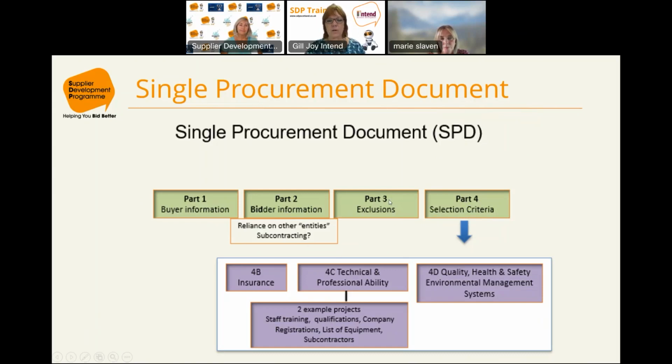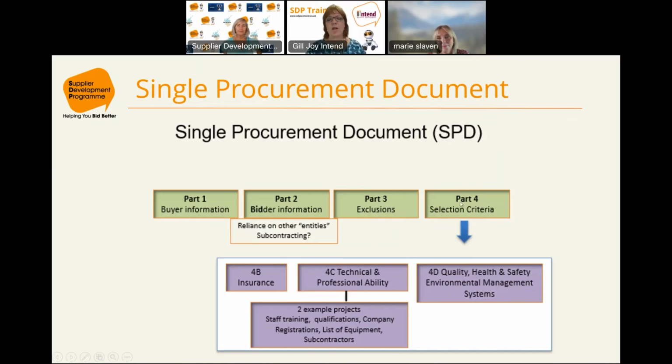Part 3 is called exclusions. It looks pretty horrendous. There's lots of different forms, but it's very much a yes/no question, all about different areas of criminal activity, legal actions for health and safety. So most of the answers, I think, for most people would be no to those. There's a couple of yes questions in the middle about have you paid your tax and so on.